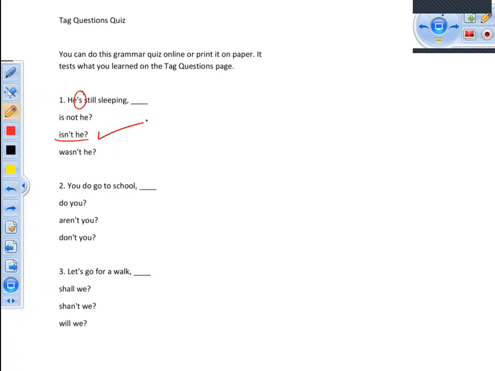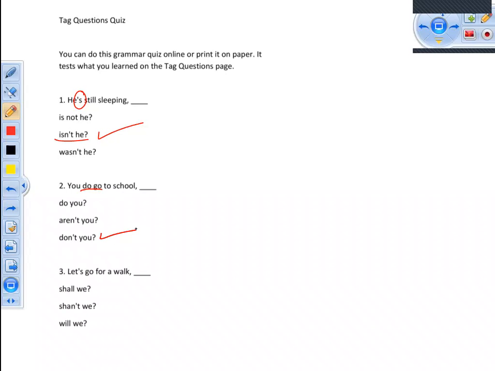Malak Mahmoud? You do go to school. It's a confirming word. He gave it for free in this sentence. You do go to school. Don't you? So it's a correct answer. Okay, thank you.